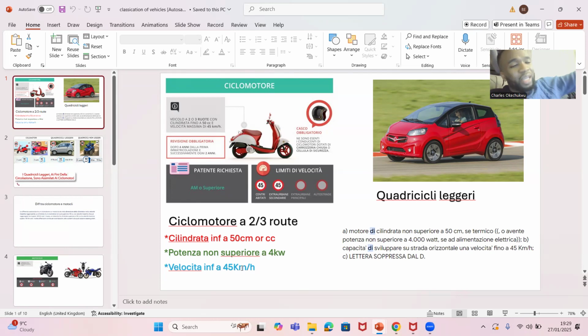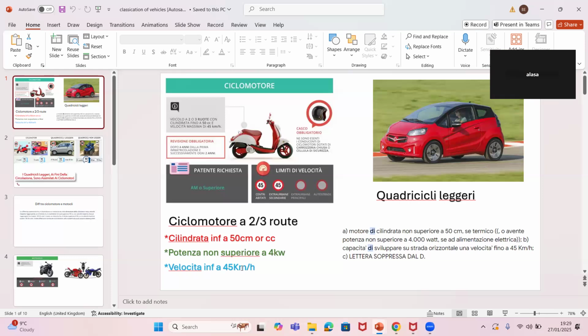Now let us enter their potenza. Remember that concerning ciclomotore, the potenza, the horsepower, is non superiore a 4 kW. Concerning motocicli, their horsepower is superior to 6 kW, up to 11 kW. Please write it down. The potenza there is up to 11 kW.